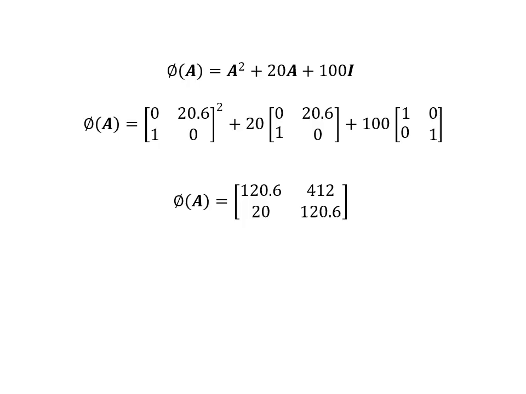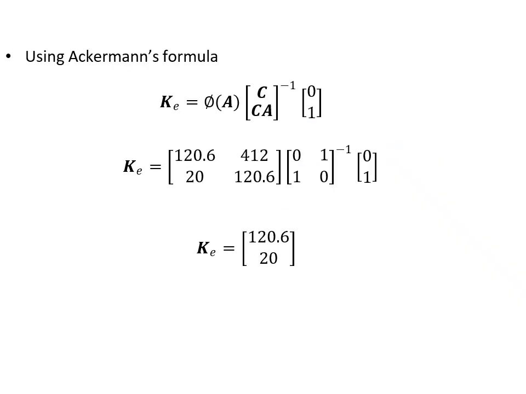Then we get phi of A, which is matrix A squared plus 20 times matrix A plus 100 times the identity matrix, which is 1, 0, 0, 1. We get phi of A equals 120.6, 20, for 1, 120.6. Then we get Ke, which is phi of A times the inverse of the C, CA matrix, times 0, 1. We multiply the phi of A matrix times the inverse of the C, CA matrix, which is 0, 1, 1, 0, times B, which is 0, 1. We get Ke equals 120.6 and 20.